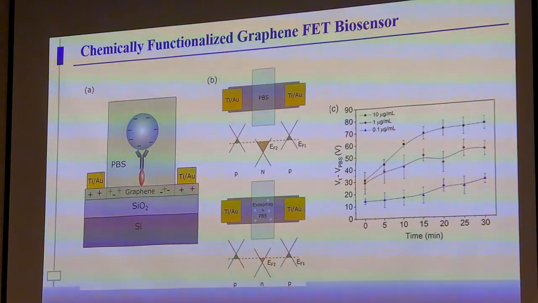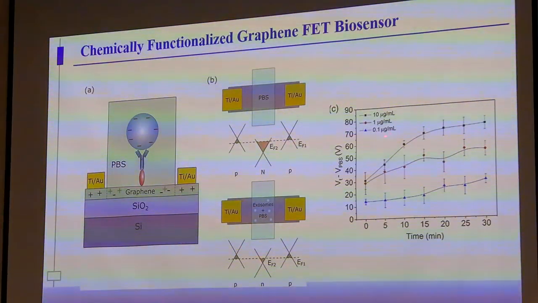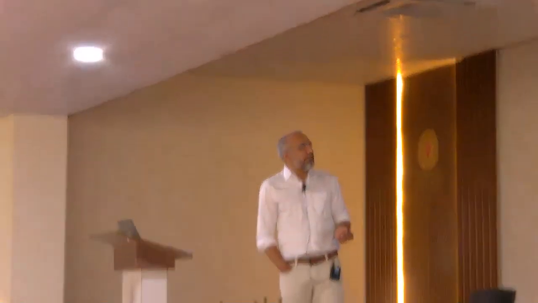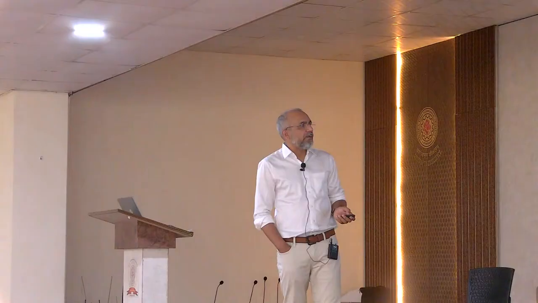And here it's about the sensing result, how the sensitivity is. So depending on different concentrations, like 0.1 microgram per ml or 1 microgram per ml, we are still able to detect these molecules. So this was another example of a functionalized graphene active biosensor for exosome detection.